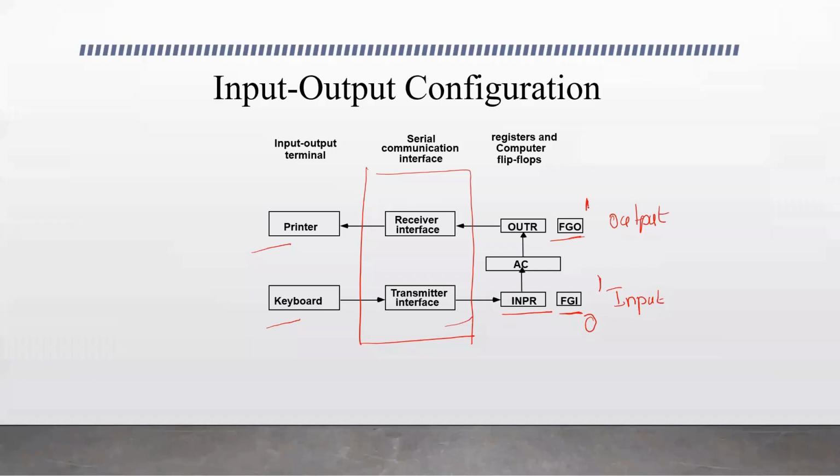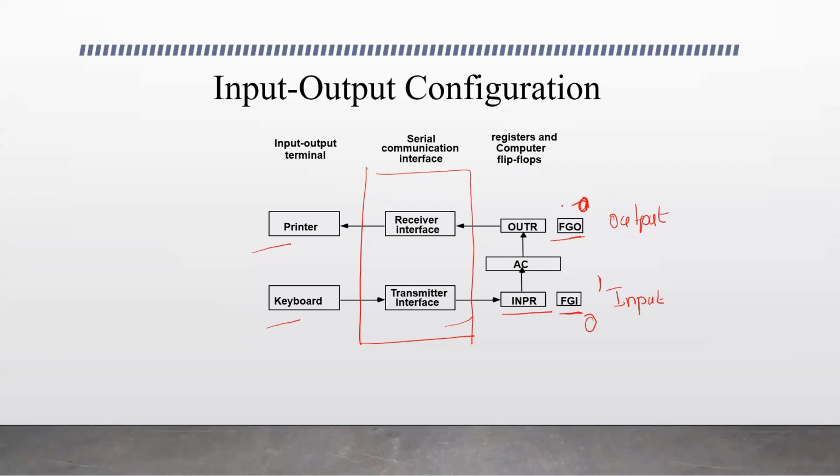Initially it is set to 1. So the computer checks the bit in this FGO flag. If it is 1, that means this output register is ready to accept the output. So output is transmitted from the processor register to the output register, OUTR. Once it is transmitted, FGO will be set to 0.